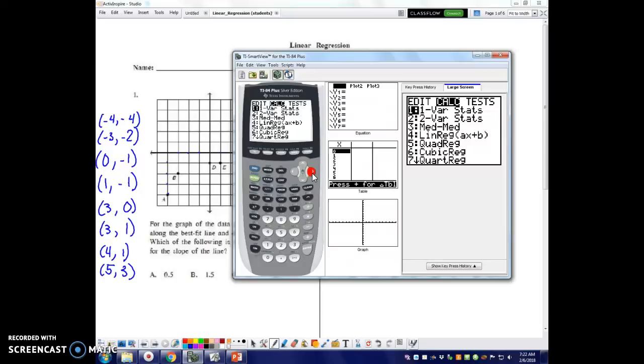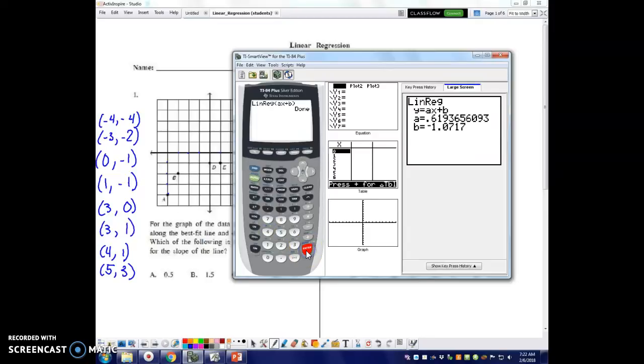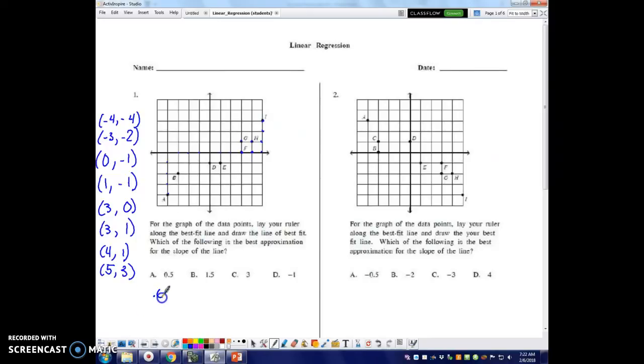Okay, so now we go Stat, over to Calc. It says it was linear, so we're going to pick 4 for linear regression. Hit enter. Okay, it says the slope is 0.619. That's your slope. So which one of these is closest to 0.619? A is. It's at 0.5.